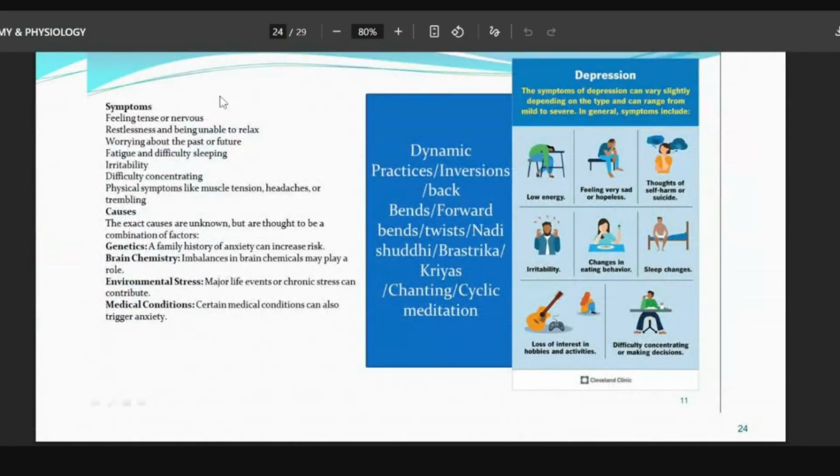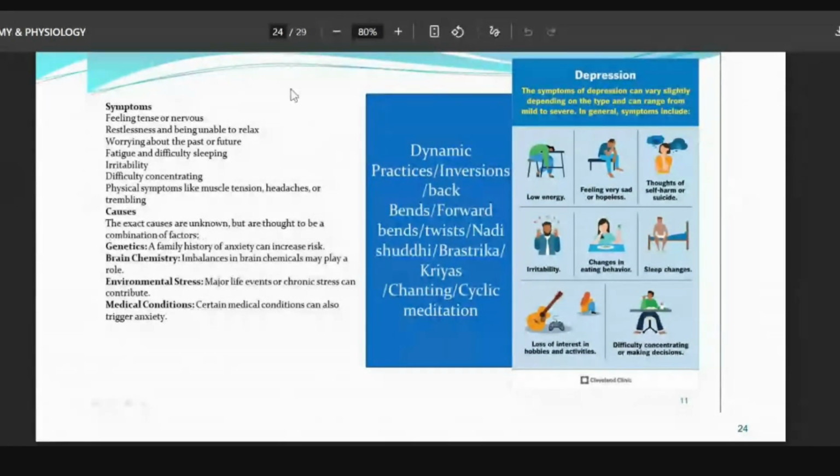Now, what is the difference between symptoms of anxiety and depression? Depression is like you have low energy, the person doesn't feel like doing anything, he has suicidal thoughts, he will be irritated. Sleep patterns will change. Maybe he'll sleep in the day and be awake the whole night. There will be changes in eating behavior, they will leave hobbies and all, concentration and everything is difficult.